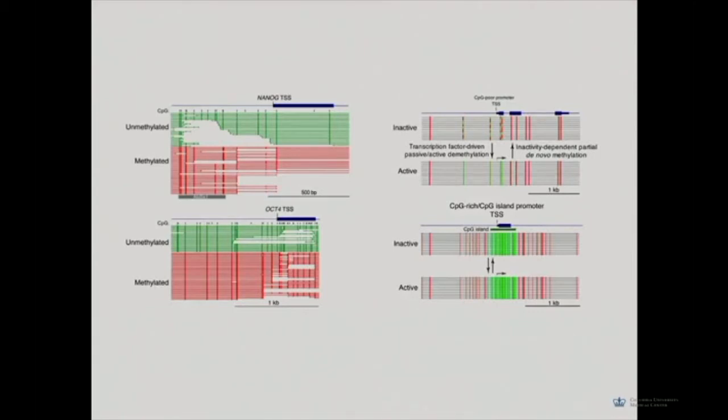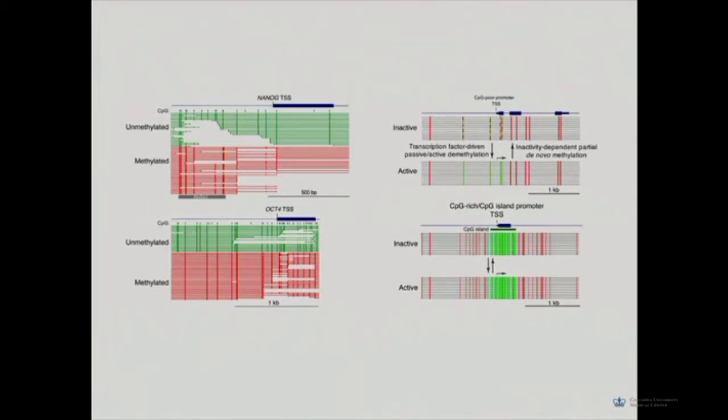But if we look, we find that within a population of non-expressing cells, some of the cells are completely unmethylated across the promoter for both genes. And because none of the cells are expressing either of these genes, whereas some of the cells have completely unmethylated promoters, that tells you that the mechanism of repression cannot be DNA methylation. The logic is very straightforward.